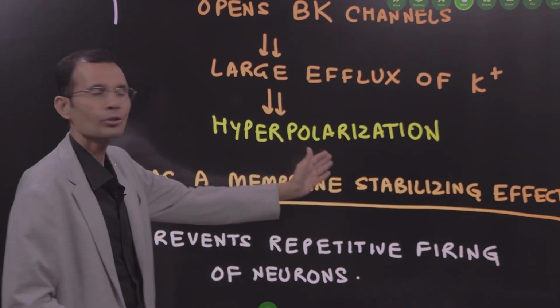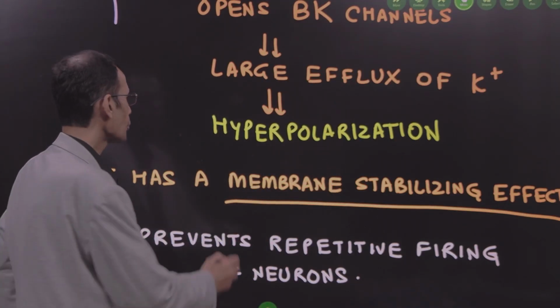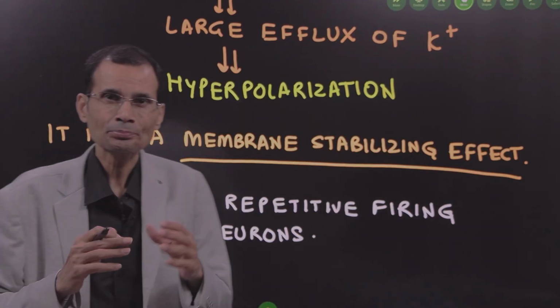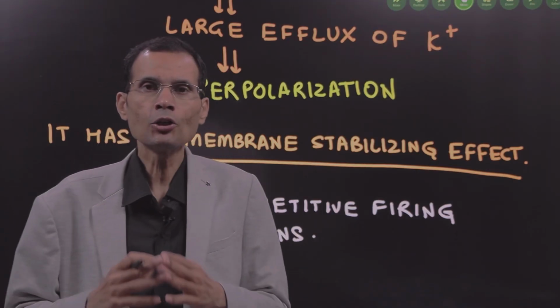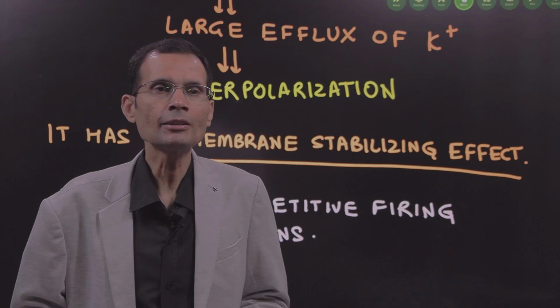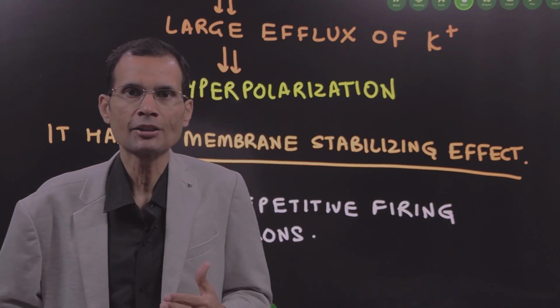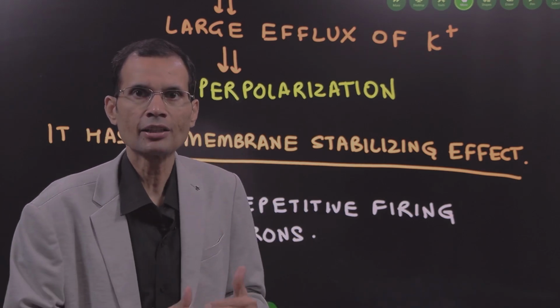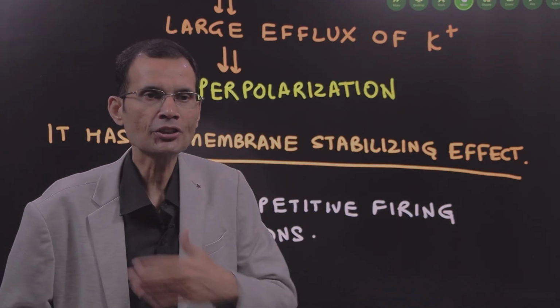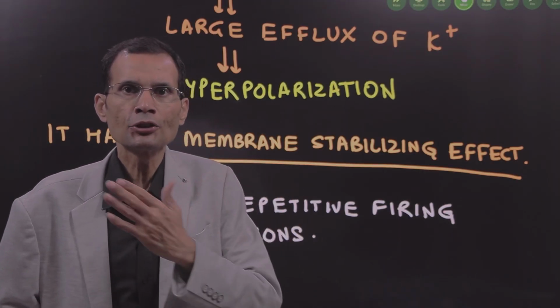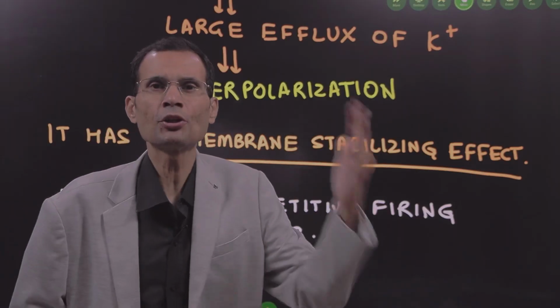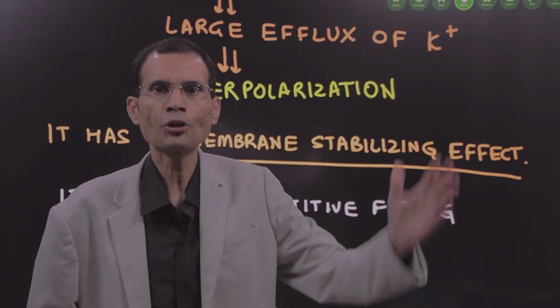We call it hyperpolarization. Simple. So the neuron is hyperpolarized. Now, what is this all about? Look, you can see this as an inbuilt check, an inherent check, that repetitive action potentials, repetitive firing, should not happen continuously for prolonged durations.